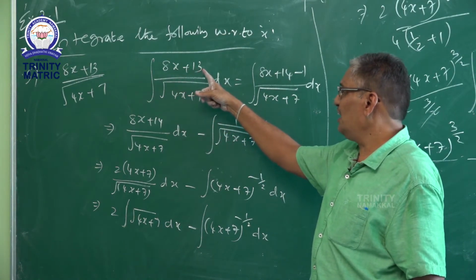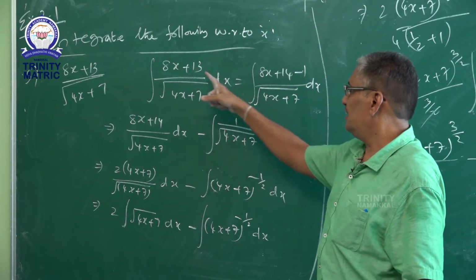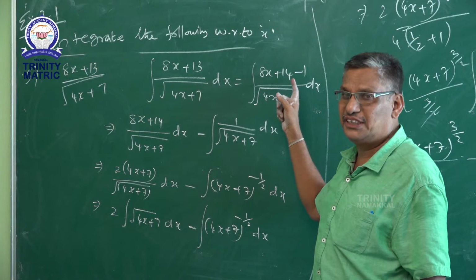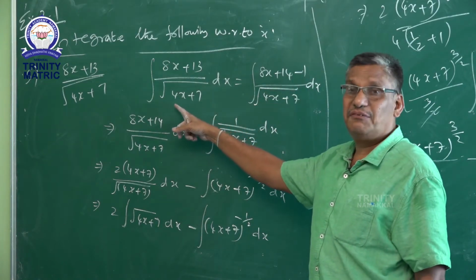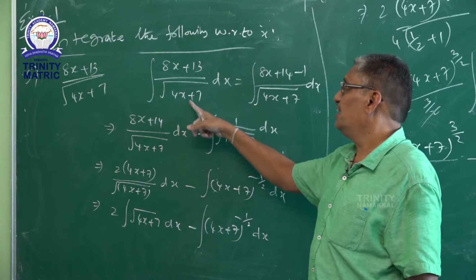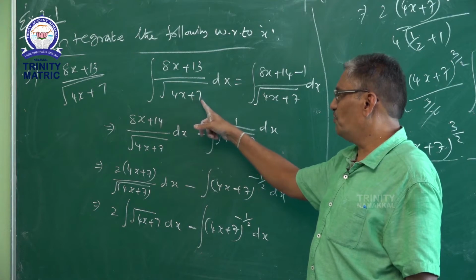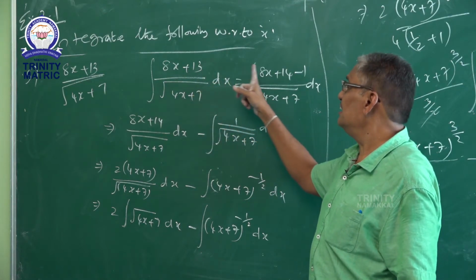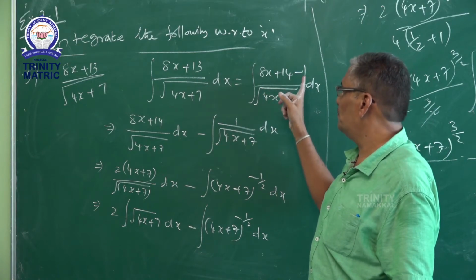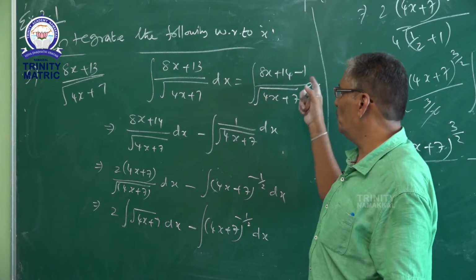I am adding 1 and subtracting 1. That is 13 plus 1, 14, minus 1. I made that simple change. What is that? 14 minus 1. Why? Because in the denominator we have 4x plus 7. In the numerator, a multiple of 4x plus 7 means 8x plus 14 will come. But here I am getting 13. So I am adding 1 and then subtracting. 14 minus 1 is 13. So 13 may be changed as 14 minus 1. You have to note this.